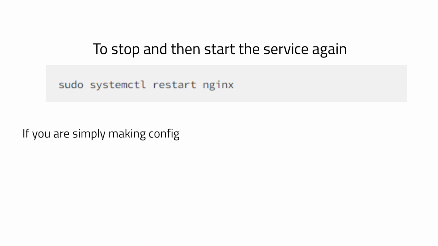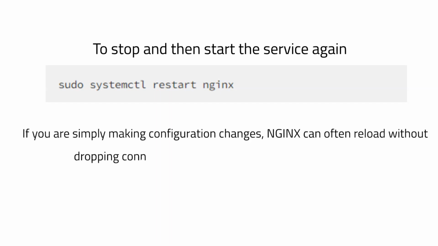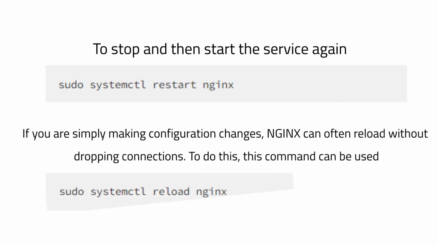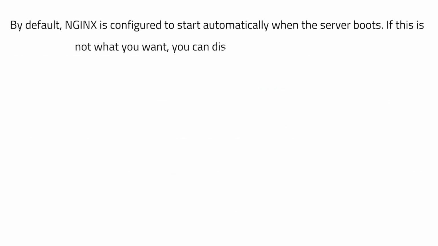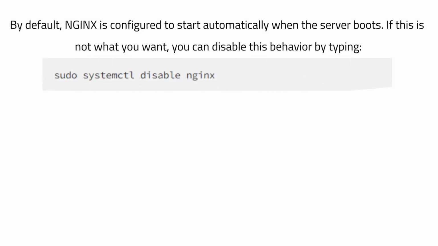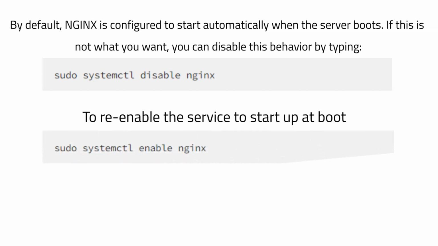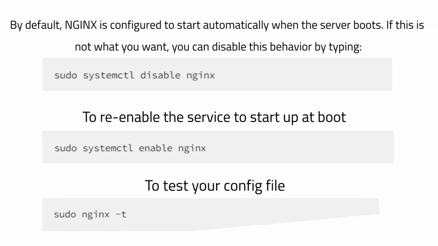If you are simply making configuration changes, NGINX can often reload without dropping connections. To do this, the command sudo systemctl reload nginx can be used. By default, NGINX is configured to start automatically when the server boots. If this is not what you want, you can disable this behavior by typing sudo systemctl disable nginx. To re-enable the service to start up at boot, sudo systemctl enable nginx. To test your config file, sudo nginx -t.